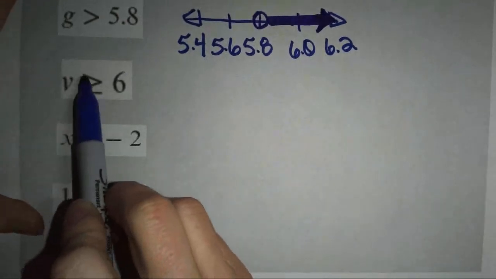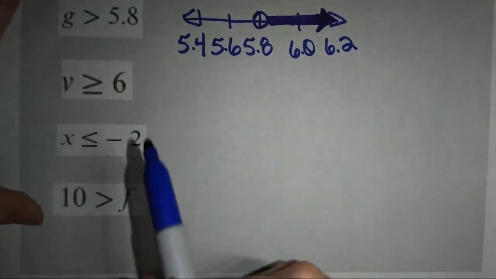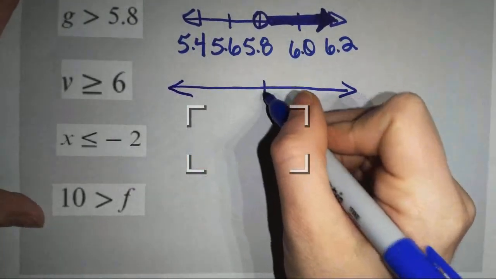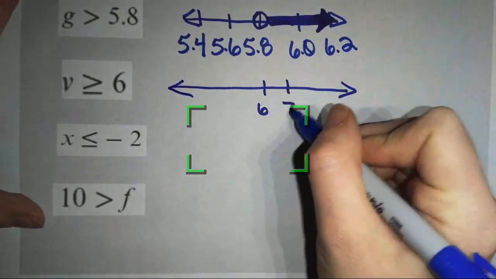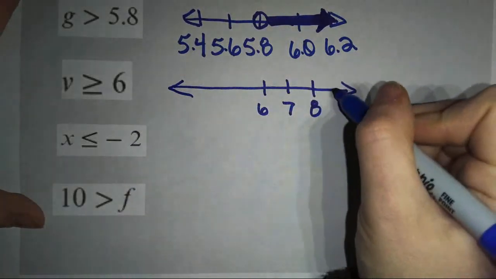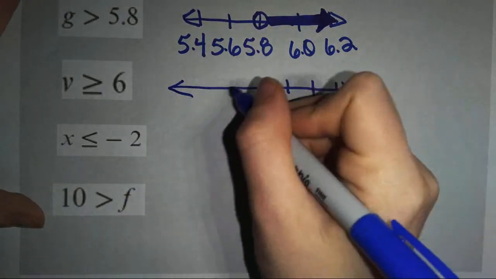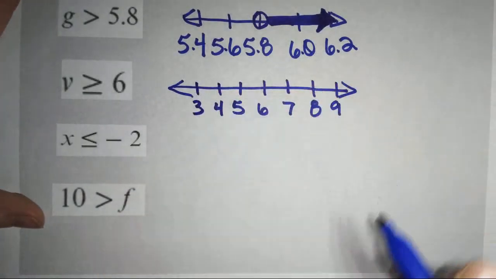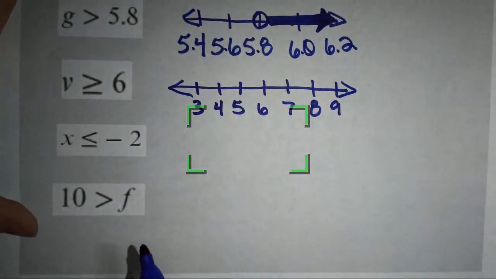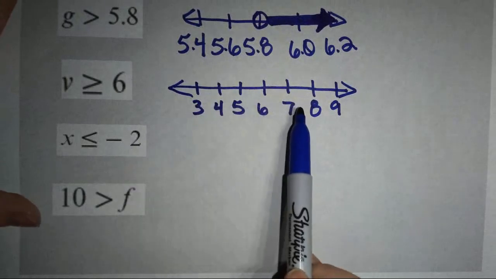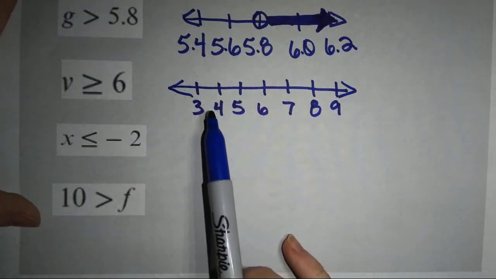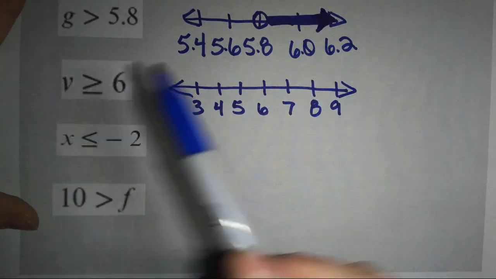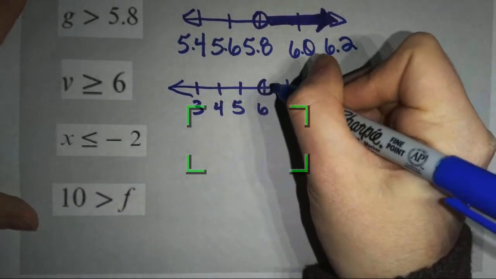The next one is v is greater than or equal to 6. So now I need a number line that includes 6. I always like to put 6 in the middle. You don't have to. Or, I mean, the number in the inequality in the middle. Okay, so now I've got a number line that includes 6. All my numbers are equidistant and they're equally differenced. Now I need to put a circle on 6 because that's the number in my inequality.